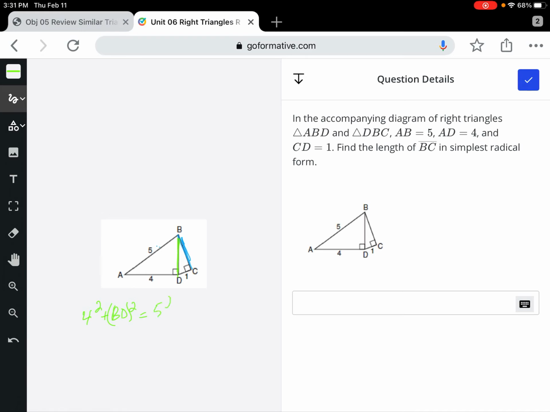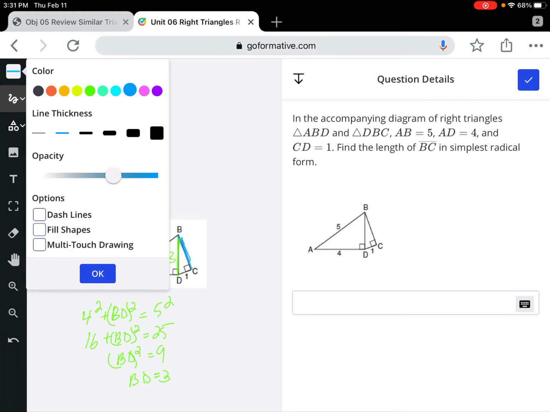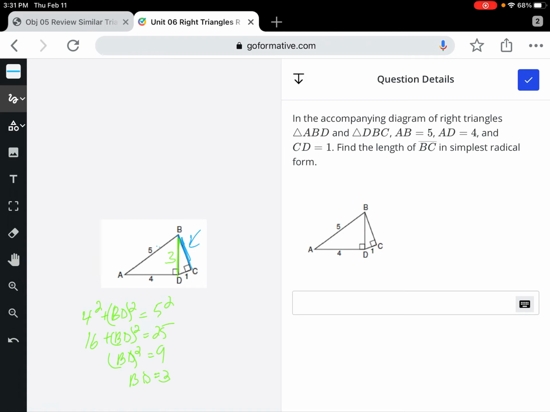4 squared plus BD squared is equal to 5 squared. 16 plus BD squared is equal to 25. BD squared is equal to 9. BD is equal to 3. But most of you can tell because it's a Pythagorean triple. Now I go through, do Pythagorean theorem again. In this case, it's to find BC.